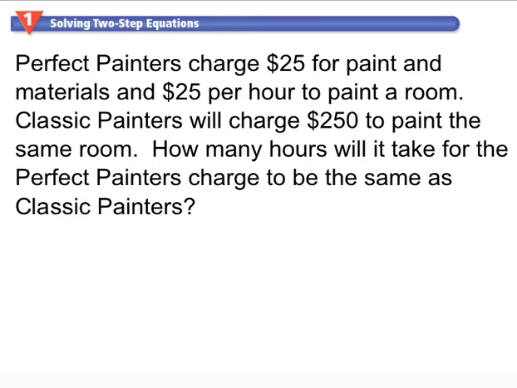And again, Perfect Painters charges $25 for paint and $25 per hour. A different painting company charges just $2.50 for the whole job.